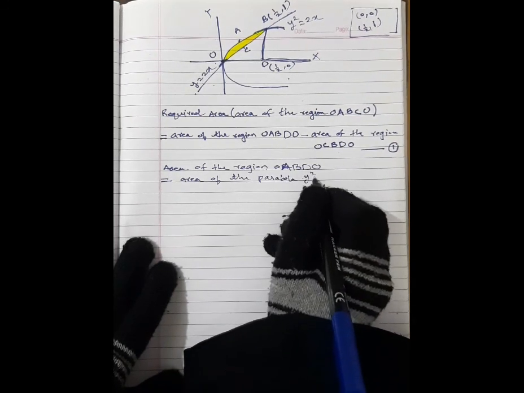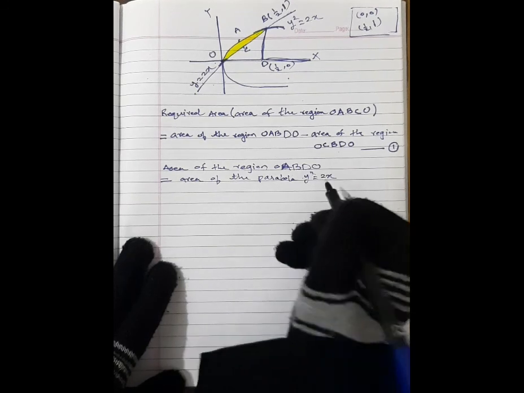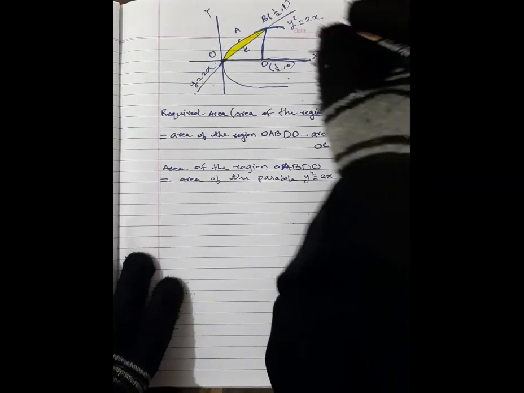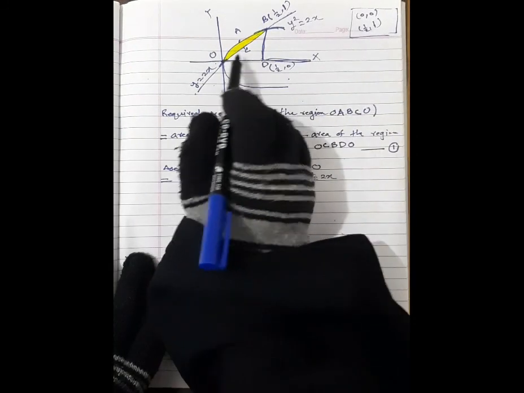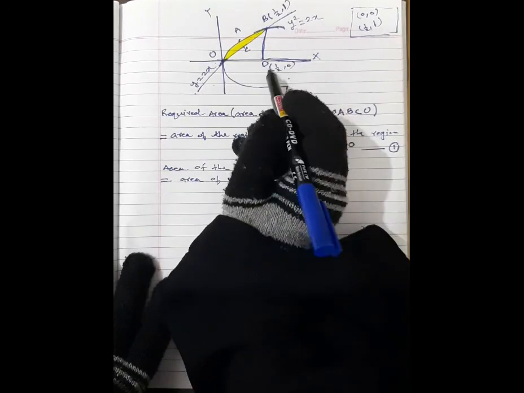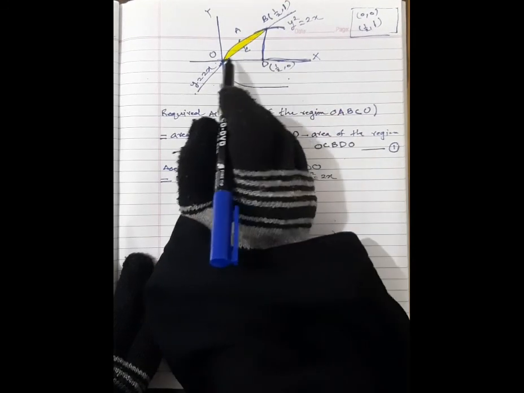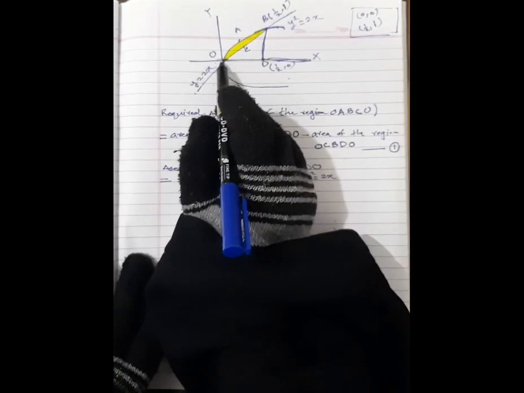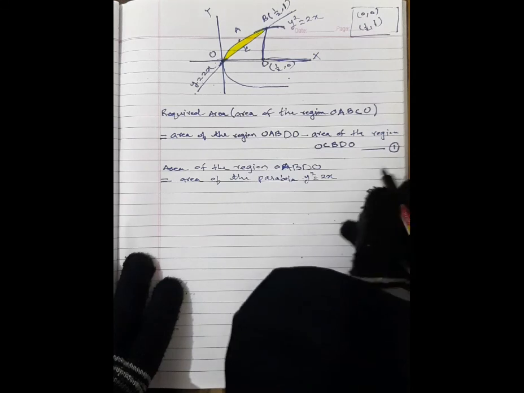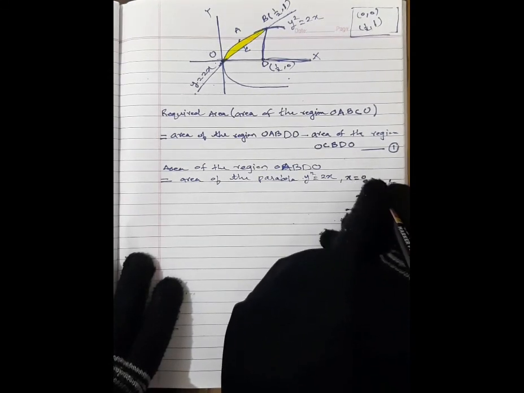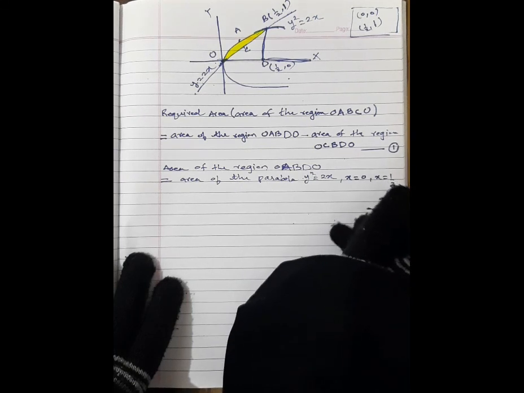Y square is equal to 2x, and what is the intersection point for x? For this parabola, x is equal to 0 and x is equal to 1 upon 2. This parabola is included between these 2 points. X is equal to 0, x is equal to 1 upon 2. Y square is equal to 2x, and x is equal to 0, x is equal to 1 upon 2.